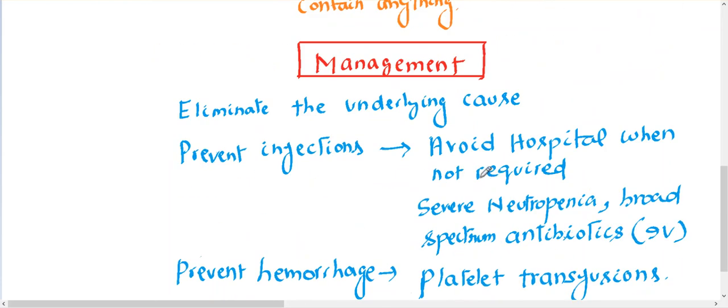Now coming to the management, eliminating the underlying cause. What were the underlying causes? Radiation. So eliminating those drugs that were the cause, right? Toxins were the cause. So removing the underlying cause is important.